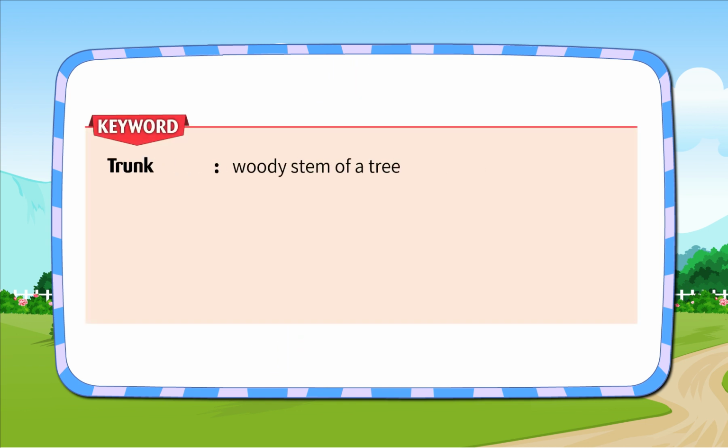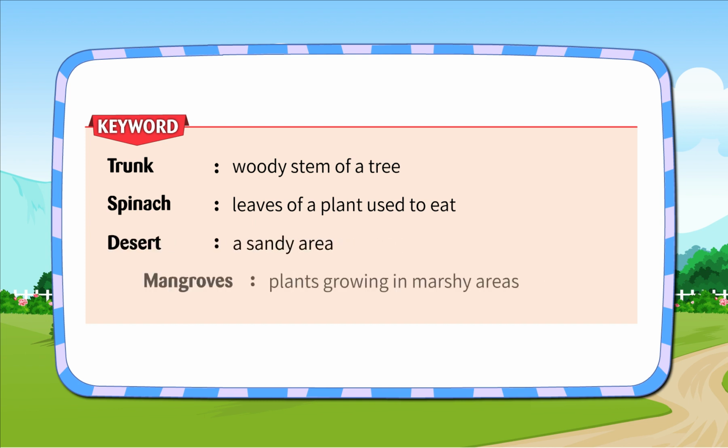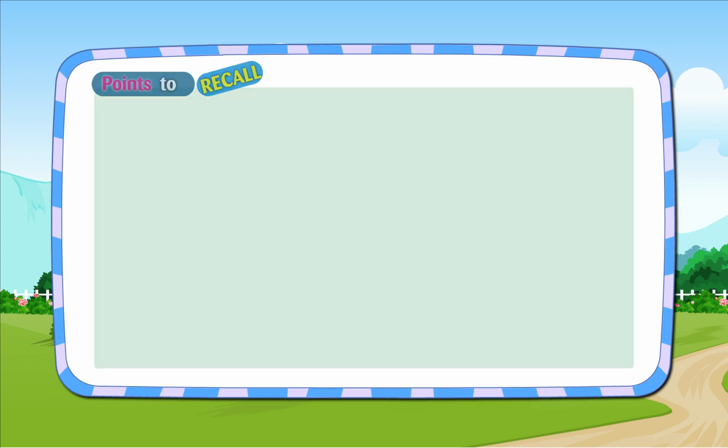Keyword: trunk, woody stem of a tree. Spinach, leaves of a plant used to eat. Desert, a sandy area. Mangroves, plants growing in marshy areas.